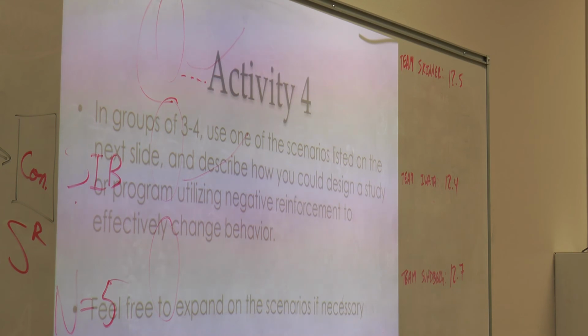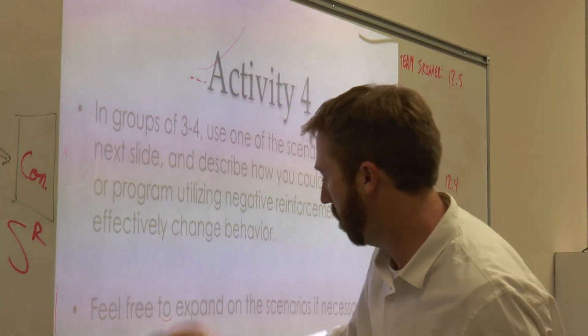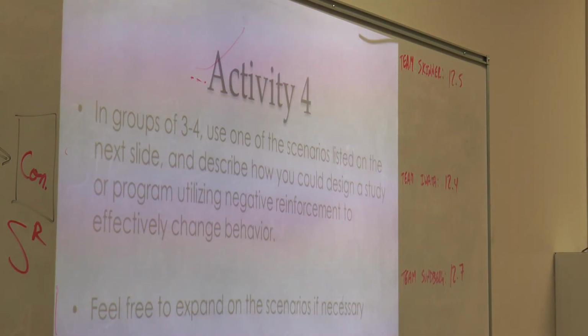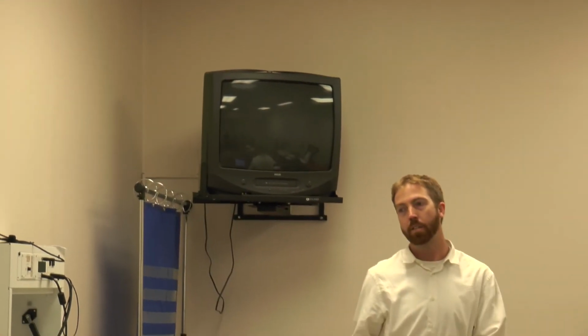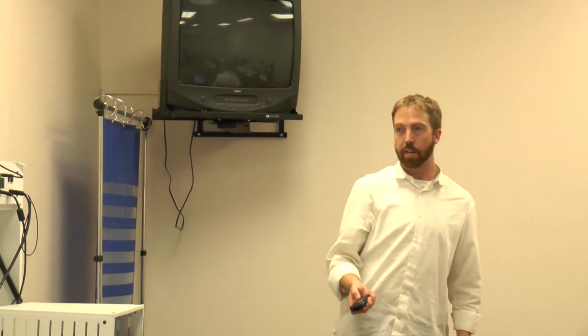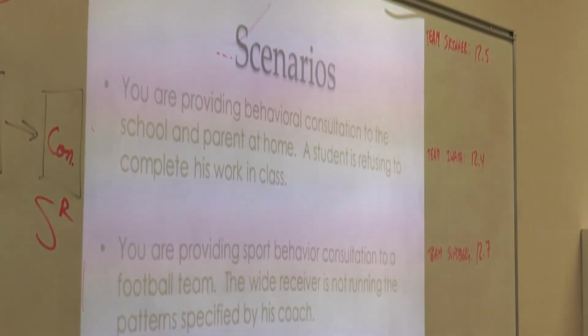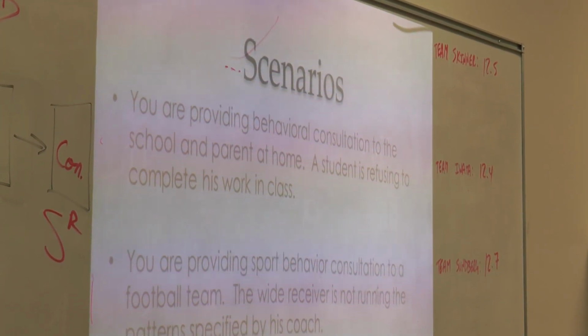What I was going to have you do, in groups of 3 and 4, using one of the scenarios I was going to give you, is design your own negative reinforcement experiment. You would talk about what your target behavior is and what your intervention would be, and then make up data to show that. If you want to ponder this on your way home: you're providing behavioral consultation to a school and parent at home, and a student is refusing to complete his work in class. How could you use negative reinforcement to get him to do his work?